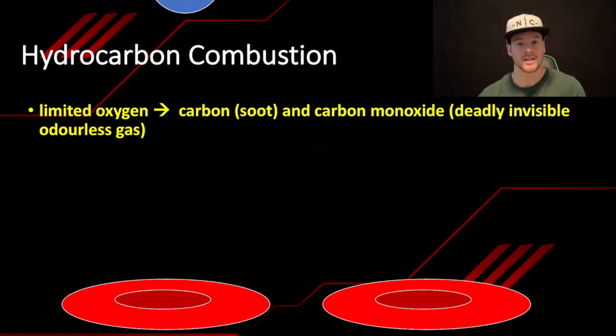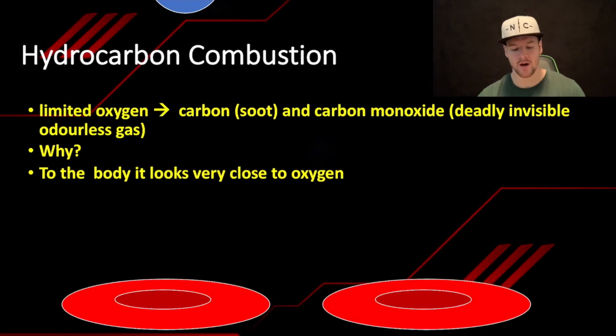Where the carbon dioxide is normal, carbon monoxide is missing one oxygen because there wasn't that much oxygen present. This is a bad thing. This is a deadly, invisible, and odorless gas. You can't smell it, you can't taste it, but it can be produced if there's a faulty furnace or something like that that doesn't have enough oxygen. So why is this really bad if we can't detect it at all?